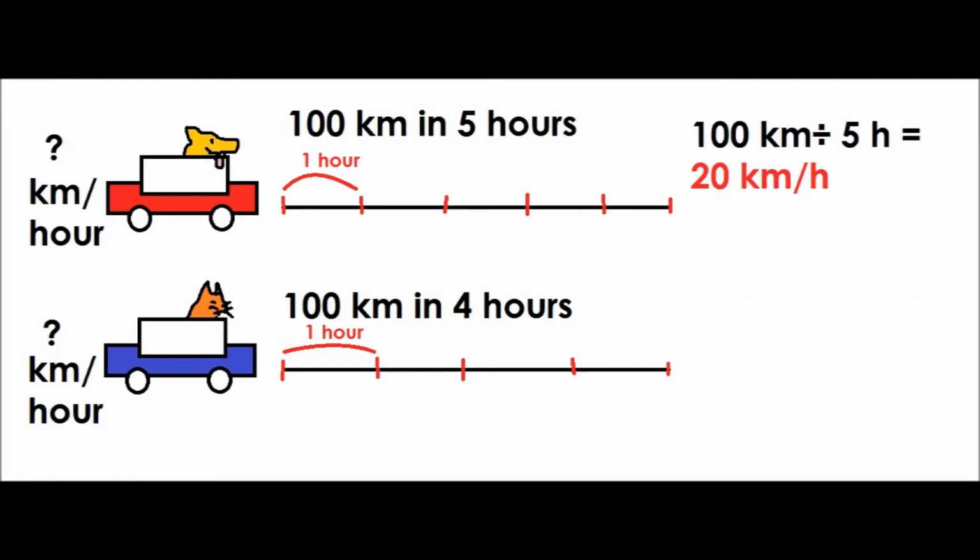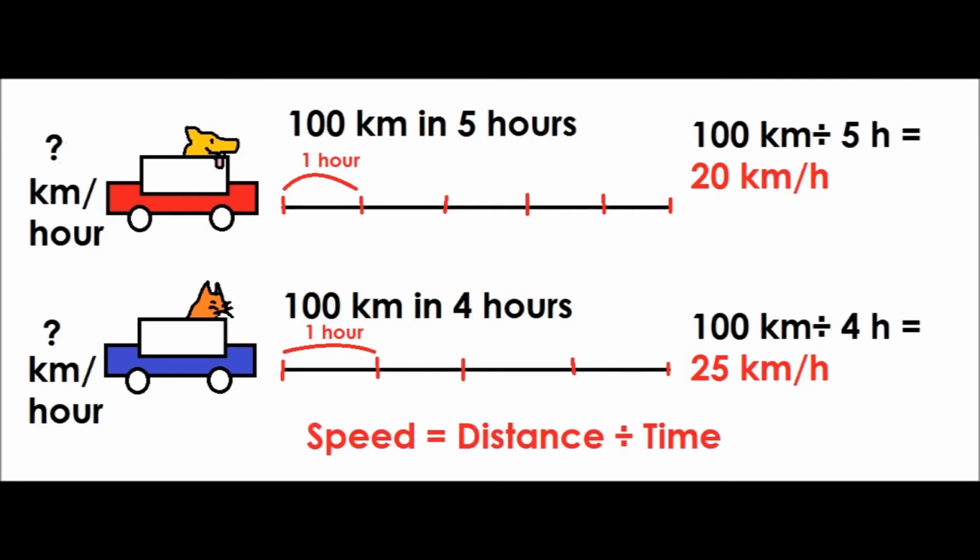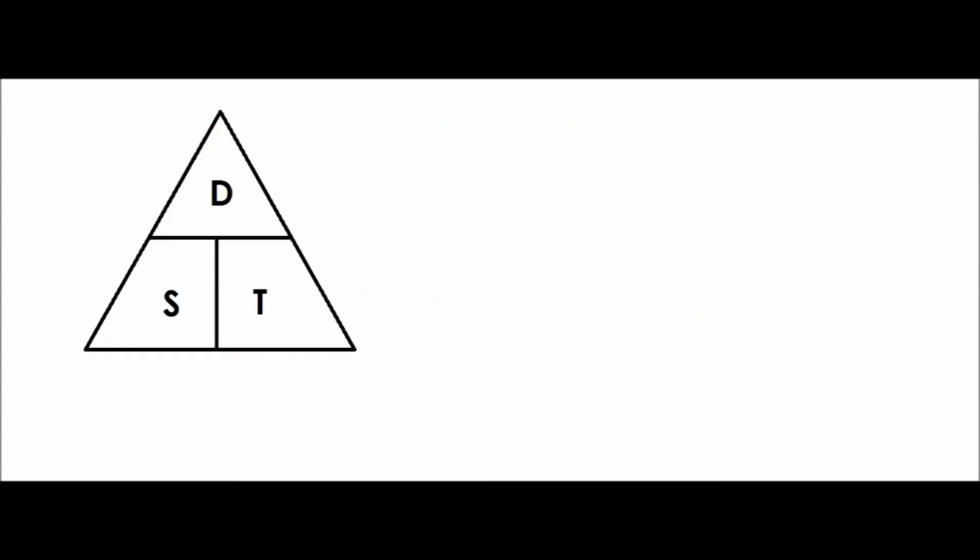So, how far is 100 divided by 5? That will be 20 kilometers. Therefore, Moon Moon's speed is 20 kilometers in 1 hour or per hour. While for Cato, 100 divided by 4 is 25. Therefore, his speed is 25 kilometers per hour. Based on this, we know that to find out the speed of something, we can just divide the distance by the time. So let's recap.